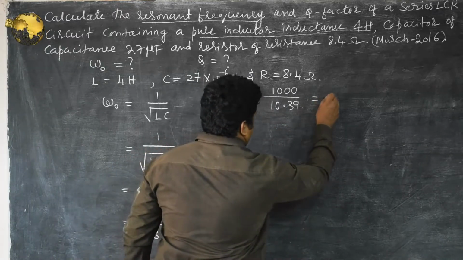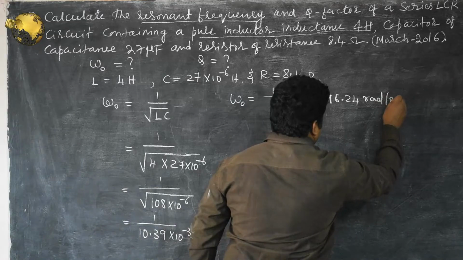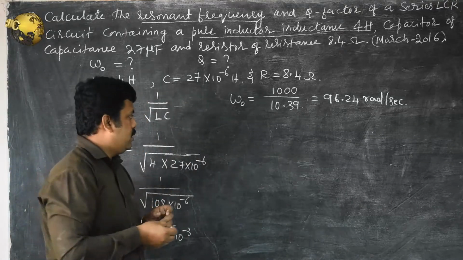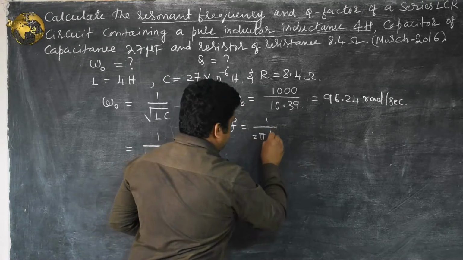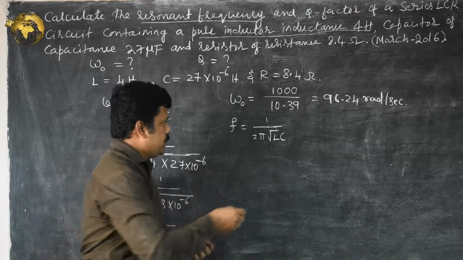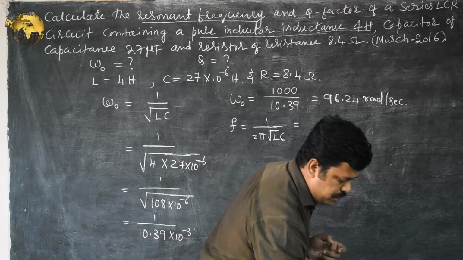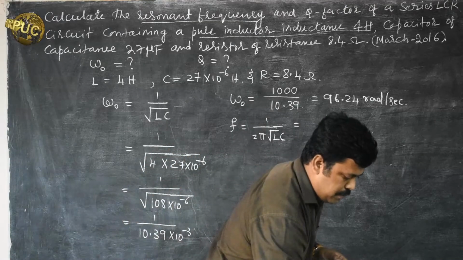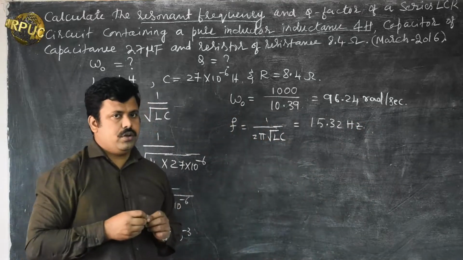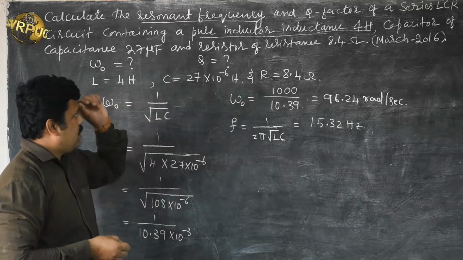We are getting it as 96.24 radian per second. You can also calculate the resonant frequency in terms of hertz. That is f is equal to 1 over 2 pi into root LC. So you can also calculate this. What do you get? 1 by root LC we have 96.24. So 96.24 divided by 2 into pi, that is 6.28. We get it as 15.32 hertz. That is f is equal to 1 over 2 pi into root LC. So we have calculated the resonant frequency.